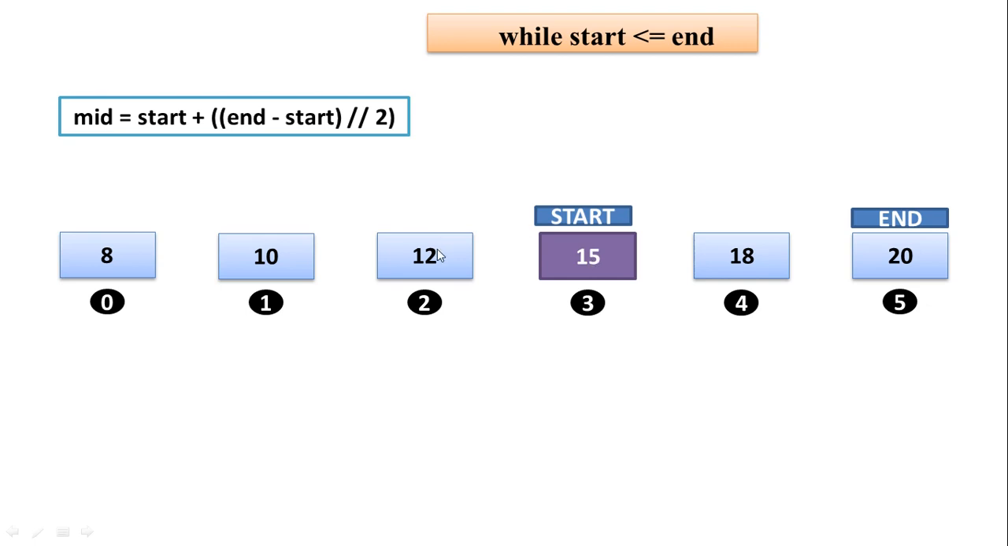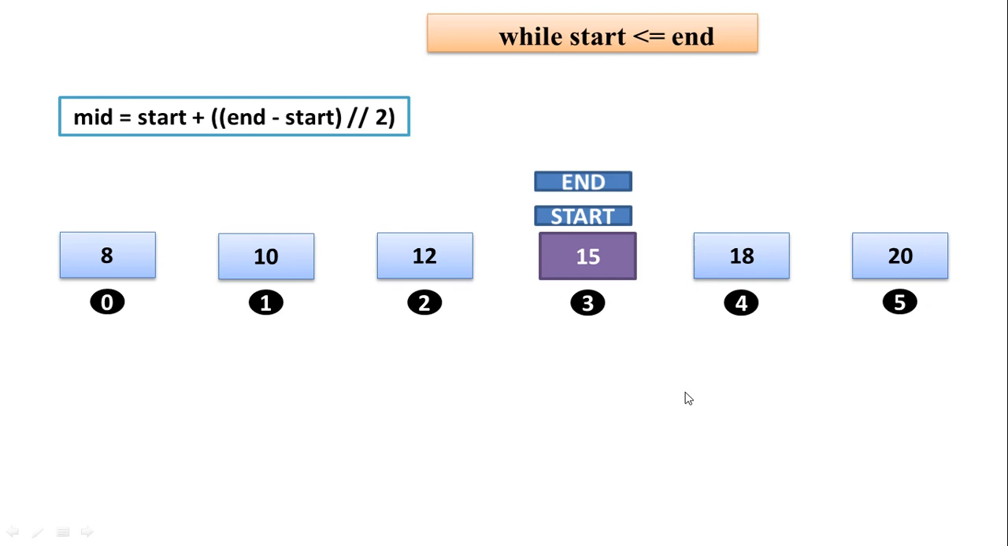Previously, the value at the mid index was less than the value of x. But now the value at the mid index, which is 18, is greater than the value of x, which is 15. So instead of shifting the start pointer, we will now shift the end pointer. And where do we shift it? We are going to shift it towards the left such that the end pointer now points at the index just beside the mid index towards the left. That is, the mid index now is 4, so the index just beside 4 towards the left is 3. So end will now point to the third index.